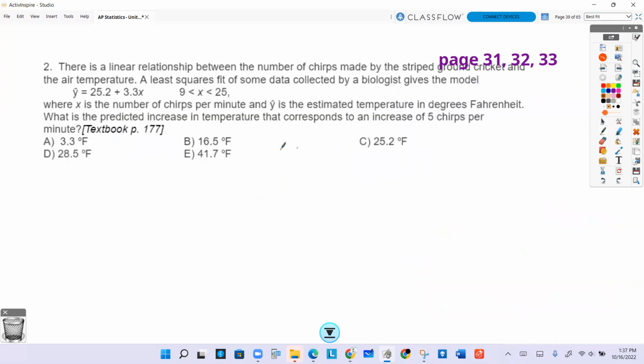Question 2. There's a linear relationship between the number of chirps made by the striped ground cricket and the air temperature. A least squares fit of some data collected by a biologist gives the model y hat equals 25.2 plus 3.3x, where x is the number of chirps per minute and y hat is the estimated temperature in degrees Fahrenheit. What's the predicted increase in temperature that corresponds to an increase of 5 chirps per minute? All right, see if you can figure this one out. This one's kind of tricky.